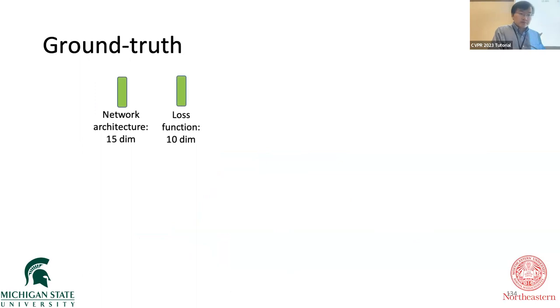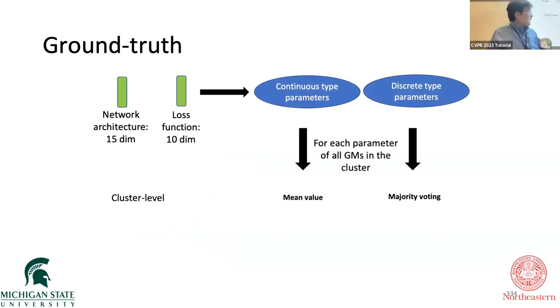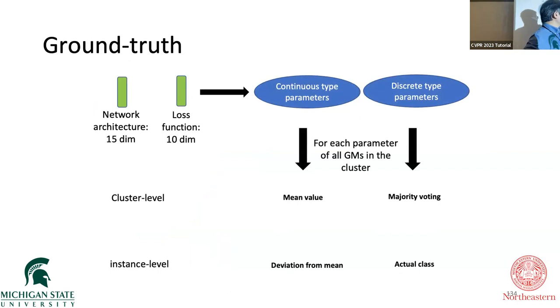Now, how do we get ground truth? Well, we have two different types, continuous type or discrete type, right? For continuous type, at class level, it's basically the mean of the continuous value, very simple. And for the instance, it's basically how much deviation you have compared to the mean, okay? So that's the ground truth for the continuous.